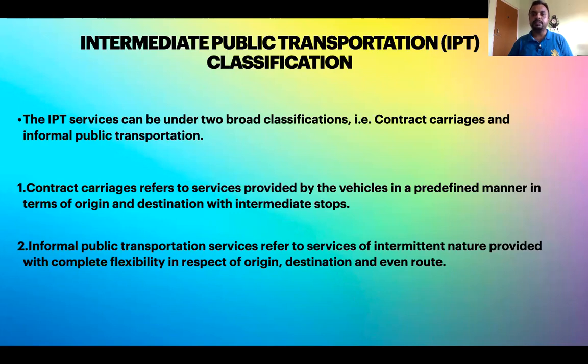And informal public transportation means you can move from any point. The transportation system does not have any route. You take a car, hire a taxi, or you hire an auto. For example, auto rickshaws also move in Guwahati, and Uber taxis move in Guwahati. These are informal public transportation, which comes under intermediate public transportation. Uber taxis, Ola taxis, or any kind of taxis or auto rickshaws in Guwahati are examples of informal public transportation, because the auto rickshaws in Guwahati, in general, do not follow a specified origin, destination, and intermediate stops. In some areas, we have some tempos which move in that manner; those again come under contract carriages. I hope the difference between contract carriage and informal public transportation is clear.